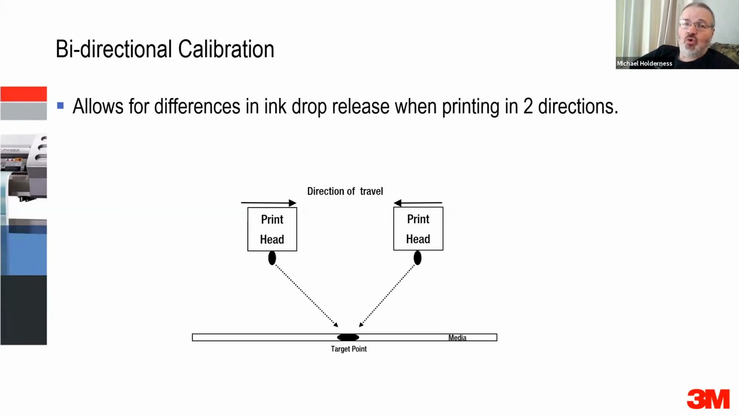However, bidirectional comes at a cost. Bidirectional means you need to calibrate where the ink drops land on the media. And you can see here, if you're printing bidirectional, my print head on coming in this direction needs to drop the ink there to land essentially in the same spot. You need to calibrate where those ink drops leave the print head. And that's the bidirectional calibration. So it allows for ink drop release when printing in two directions.